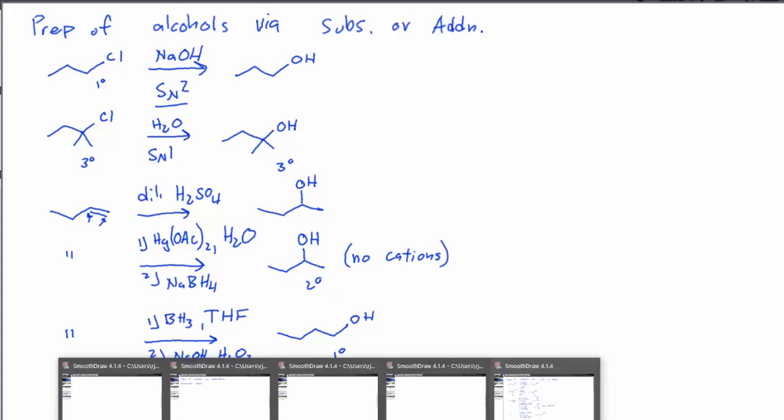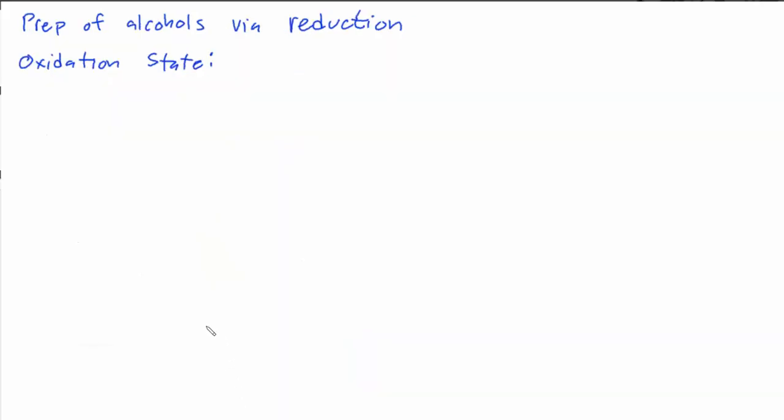That brings us then to the next section, which is preparation via reduction. So this is a new concept that we're going to cover in this chapter. First we need to talk a little bit about oxidation state, and that's going to be different than formal charge. We talked about formal charge early in the textbook, early in Organic 1. And if you remember from that, we can look at formal charge like this.